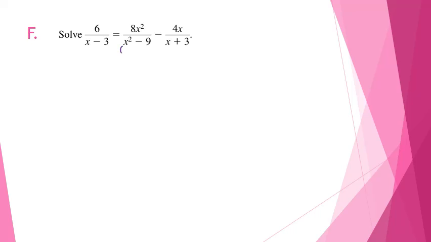So the first thing I want to do is figure out that common denominator, which means I have to get the factors of everything. So I'm going to take this x squared minus 9 and factor it into x minus 3 times x plus 3. Now my common denominator in this case is just going to be x plus 3 and x minus 3. So what I'm going to do is take each of these fractions and multiply by just that, which is x minus 3 times x plus 3.